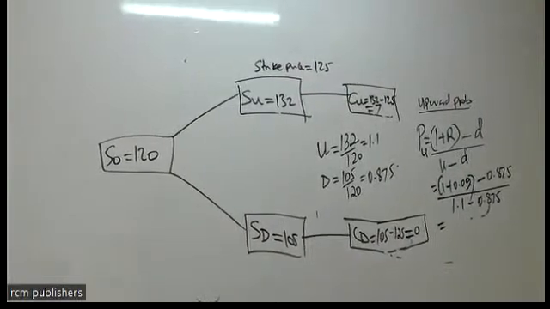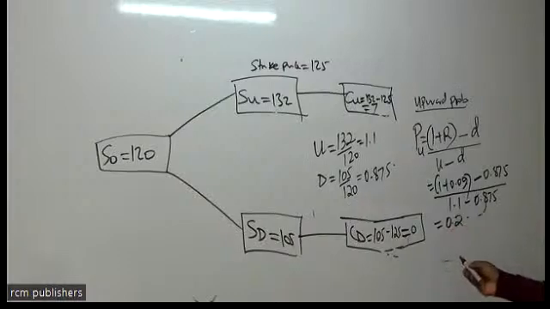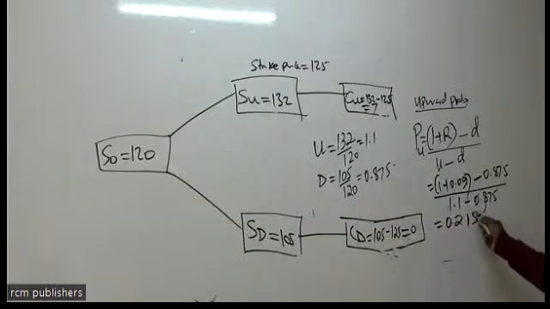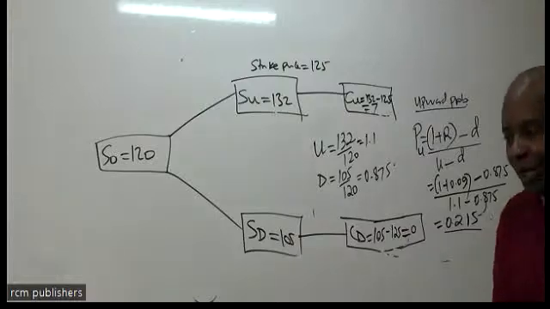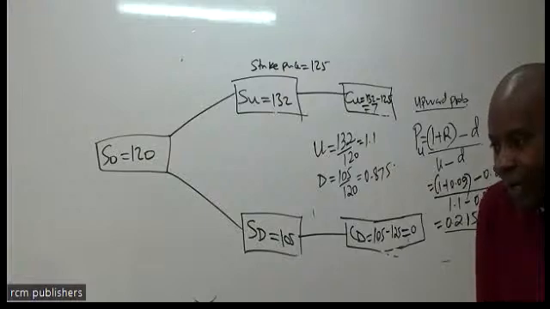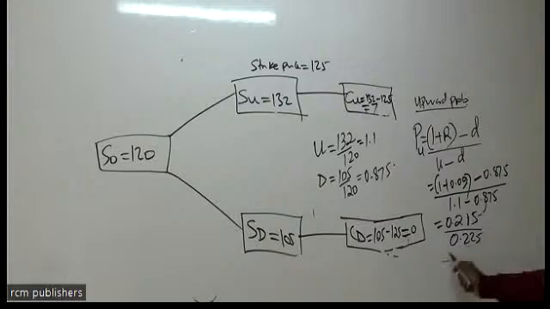So the numerator, I am told here, is 0.215, divided by the denominator, which I am told is 0.225. Thank you so much. 0.225. So finally, what answer are we getting? 0.956. Thank you so much.